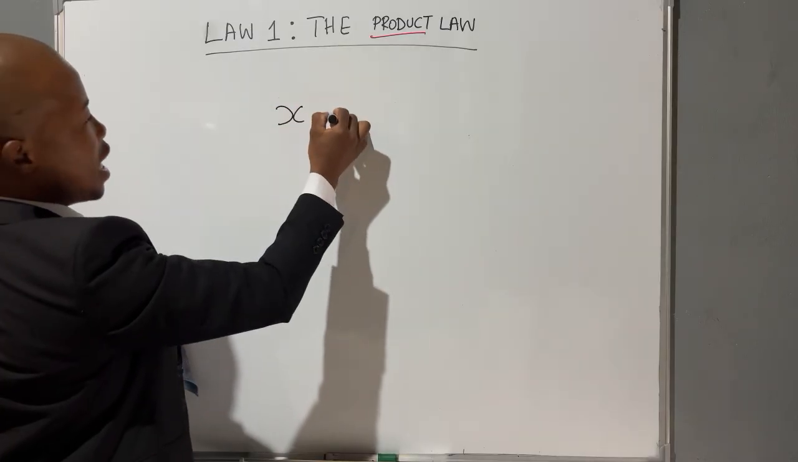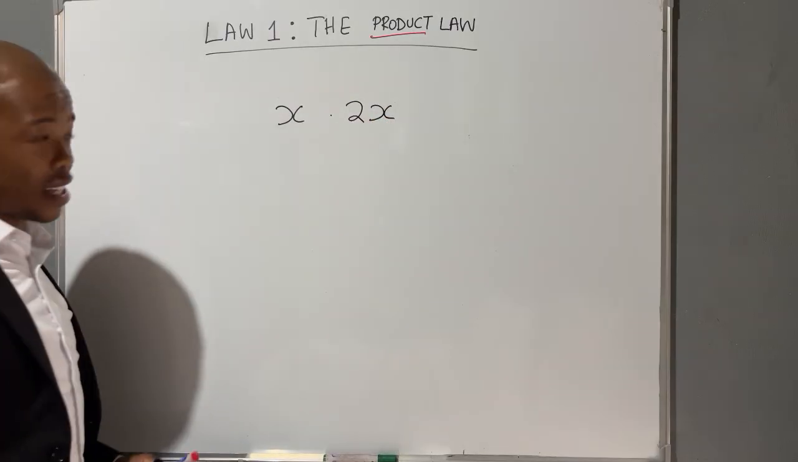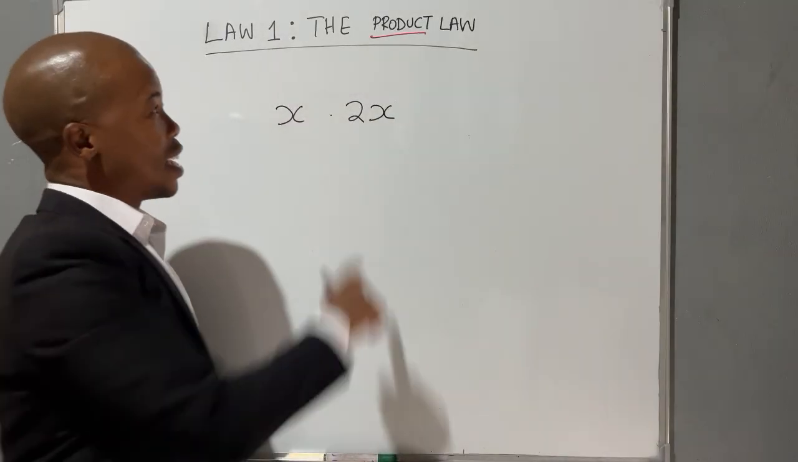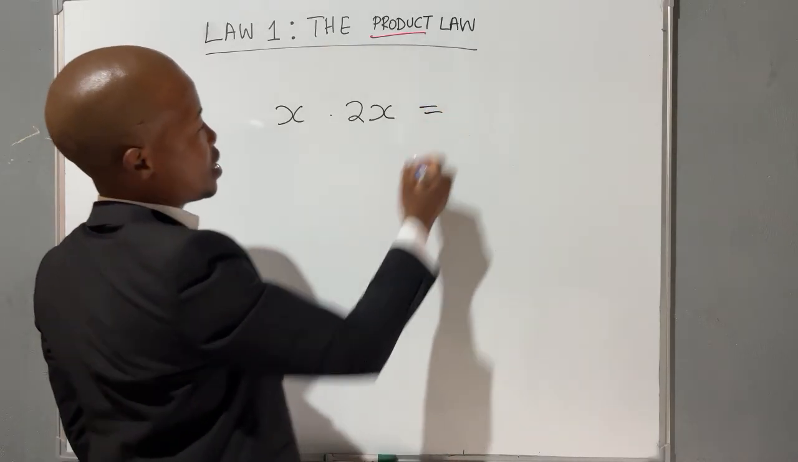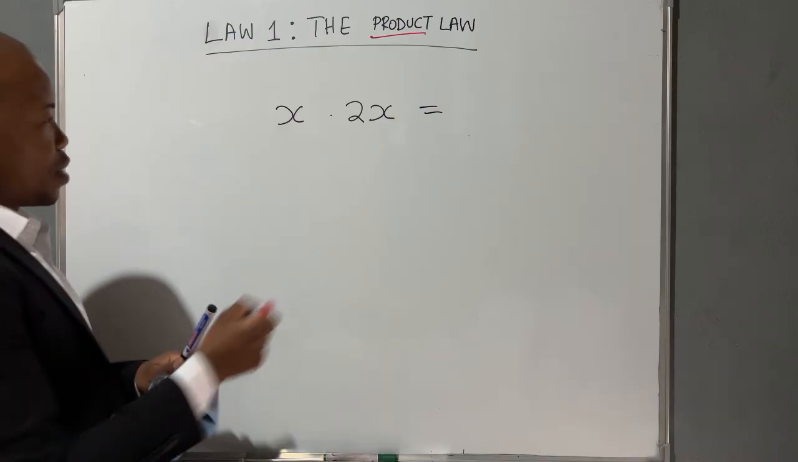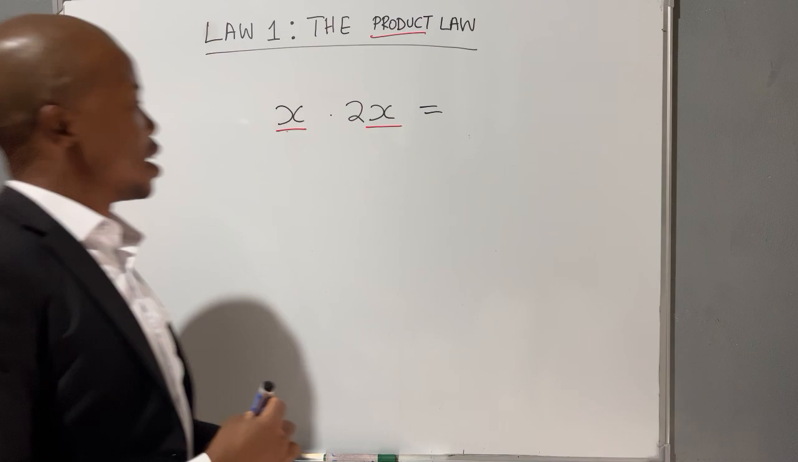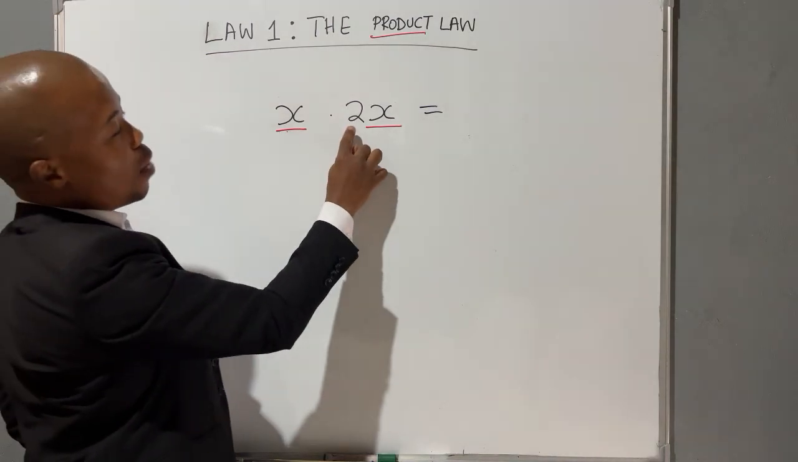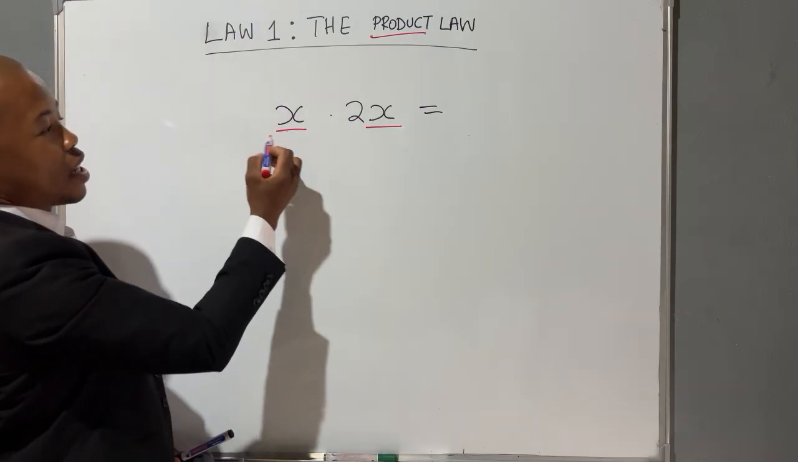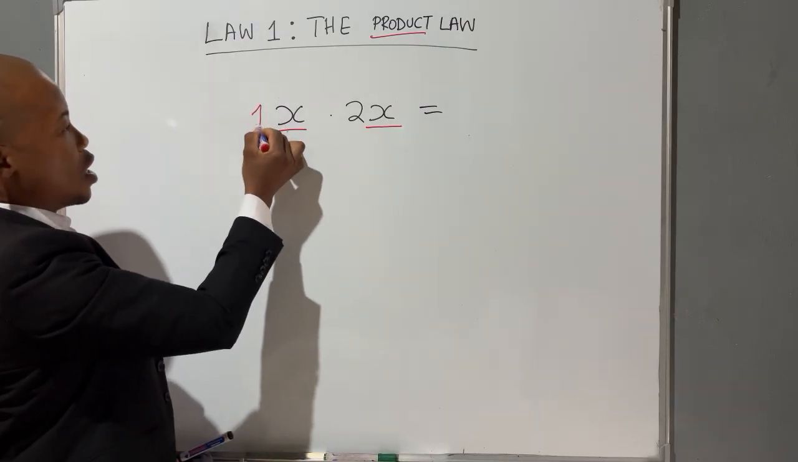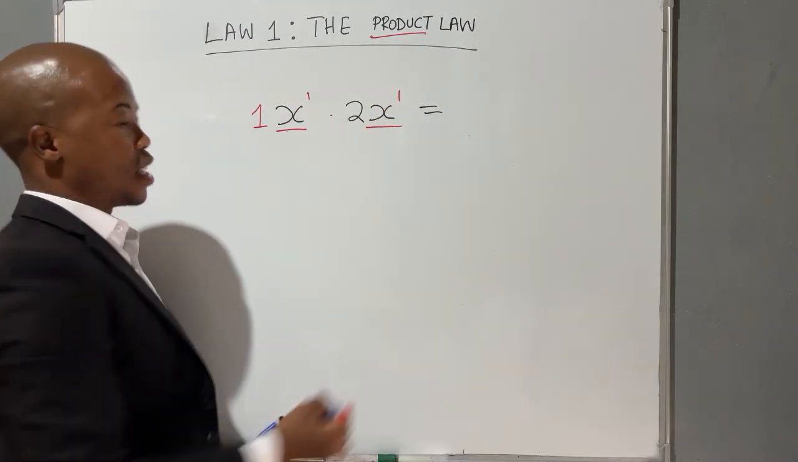Now, if I say x times, for example, 2x, how would you do this? It's still the product law. Somehow they're still multiplying each other. You get your product law from here because the bases are the same. But then they are being accompanied by the 2 there. And since a variable doesn't have a coefficient, its coefficient is 1. And then the exponents would be 1 and also 1 here.